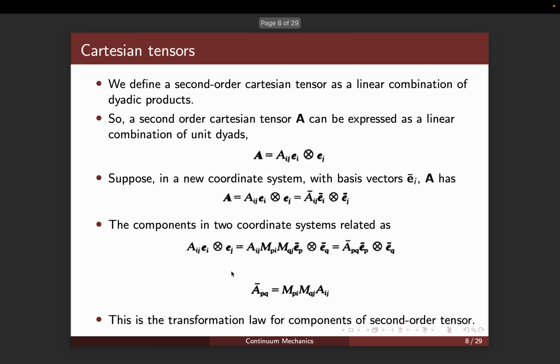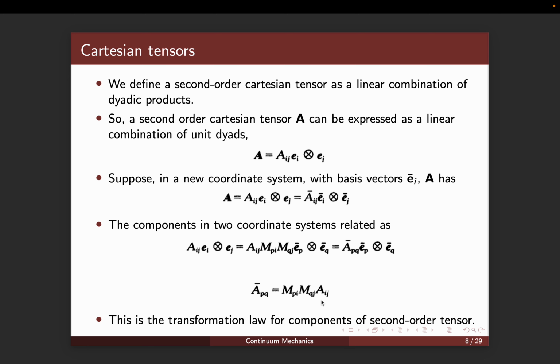Now we'll discuss what a Cartesian tensor is. We'll define a second order Cartesian tensor. It is expressed as a linear combination of unit dyads, and the components in two coordinate systems follow a transformation law like this. A second order Cartesian tensor in one coordinate system is related to the second order Cartesian tensor in the other coordinate system through two orthogonal matrices. This is the transformation law for the second order tensor.